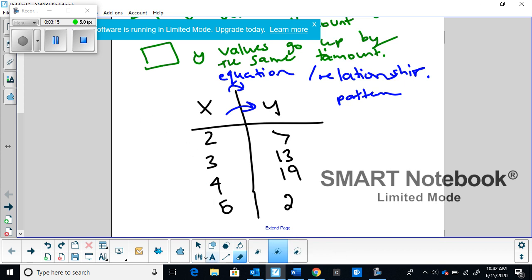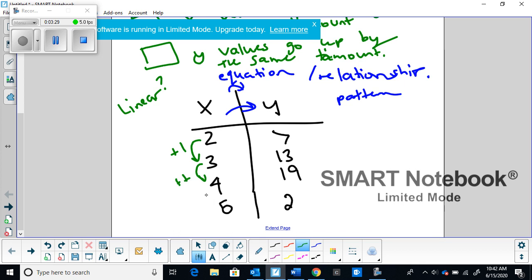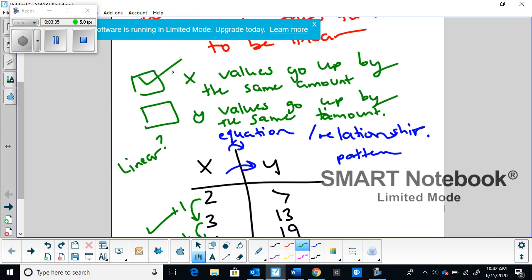Well, the trick though is if you want to see if it's in fact linear, you actually have to look at whether the x values are going up by the same amount. They're going up by 1 here, by 1 here, by 1 here. So they're all going up by the same amount. So the x values are good, and I could come up here and check that box.